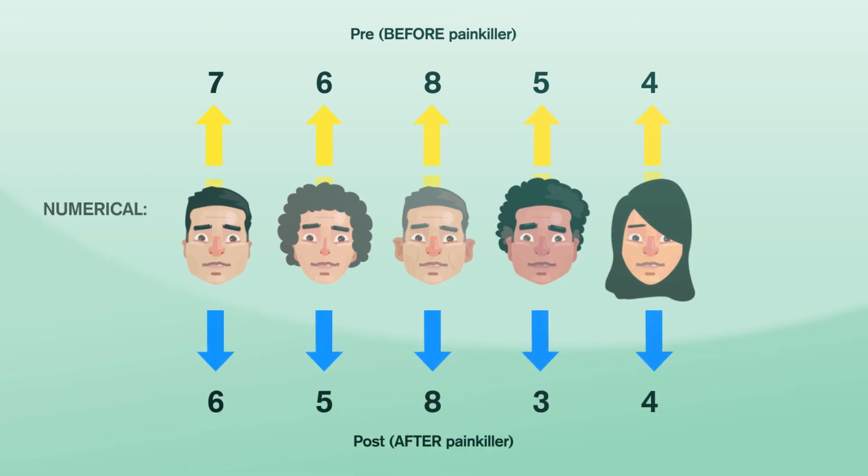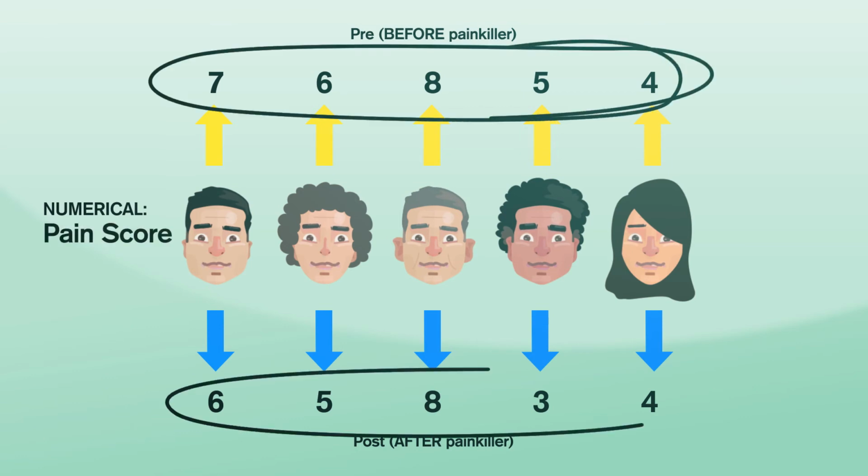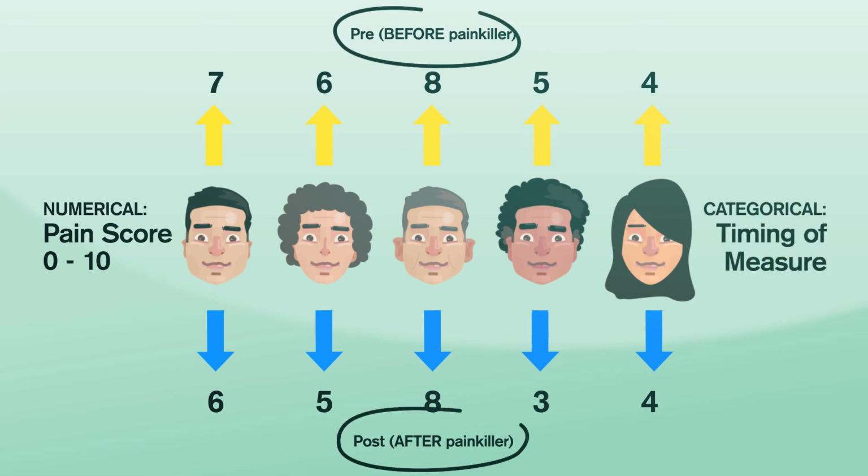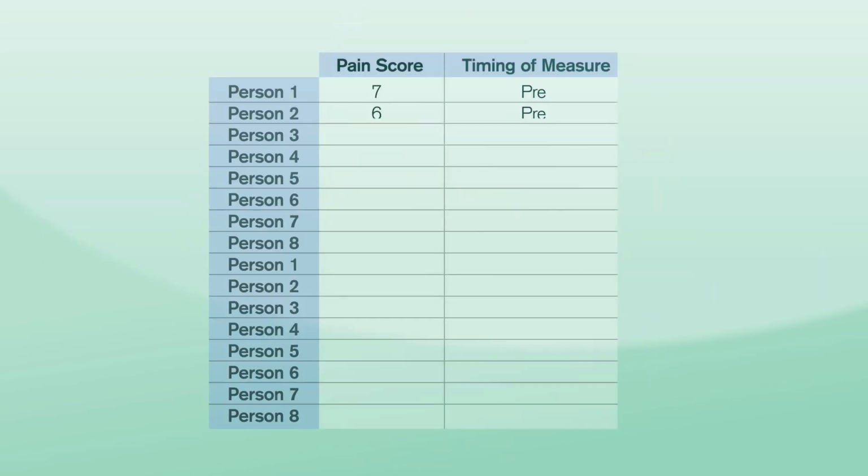We again have one numerical variable, pain score, which may be a score from 0 to 10, and one categorical variable, timing of measure relative to the medication being administered, either before receiving the medication, referred to as pre-medication, or after, referred to as post-medication. For 8 patients, we may record the data as follows.